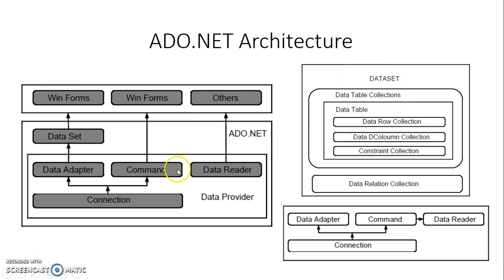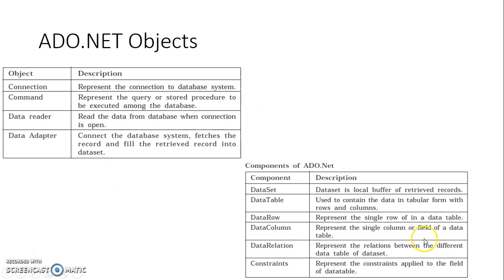If we explore the data set, the data set has data tables, and a data table has rows and columns. You can also pass constraints like a primary key, foreign key, likewise, and you can manage the data relation using the data set as well. So this is a generalized architecture where we will be using the ADO.NET classes.